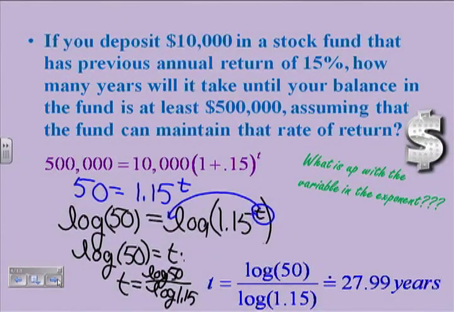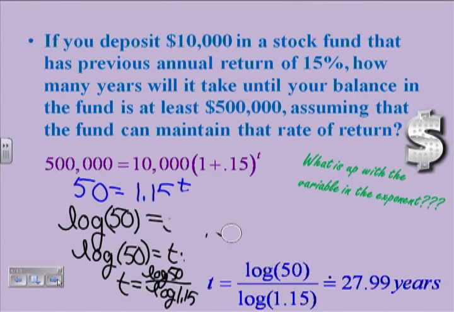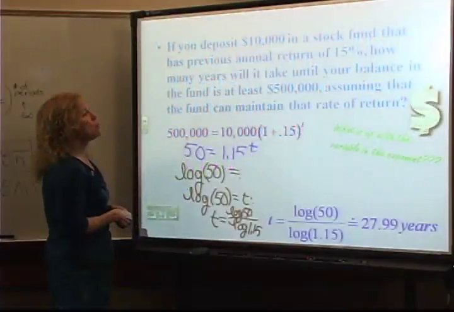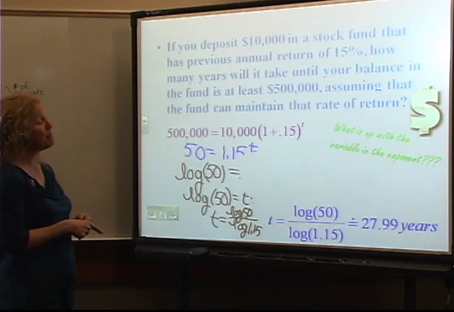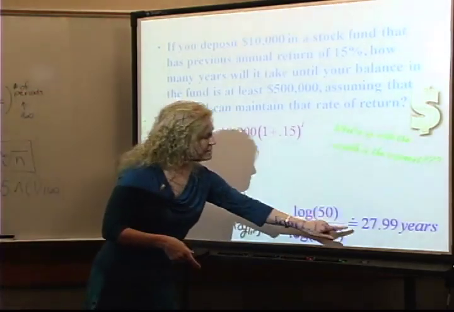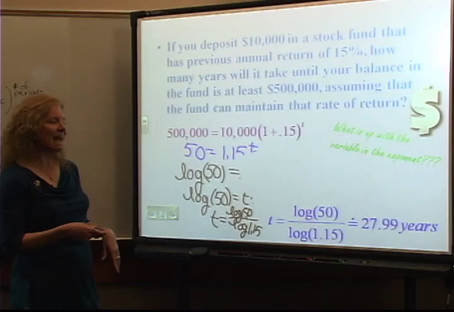Log of 50 over log of 1.15, and then I grabbed my calculator and I said, what is that approximately? And my calculator said, well, that guy is approximately equal to 27.99, or essentially 28 years. So at 15% annual return, my 10 grand will become $500,000 in basically 28 years.